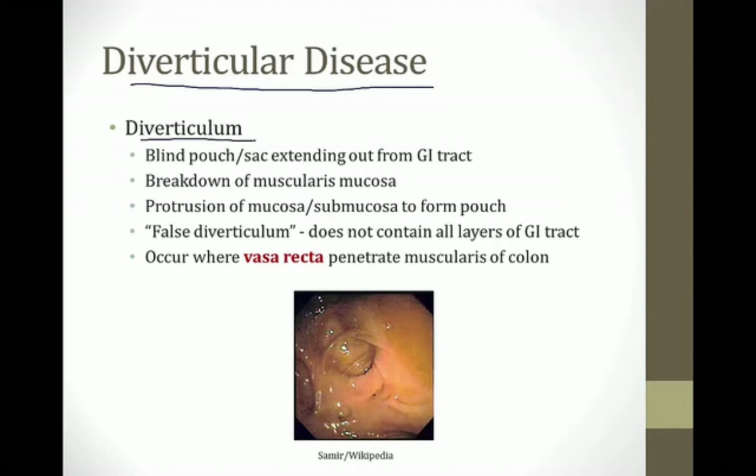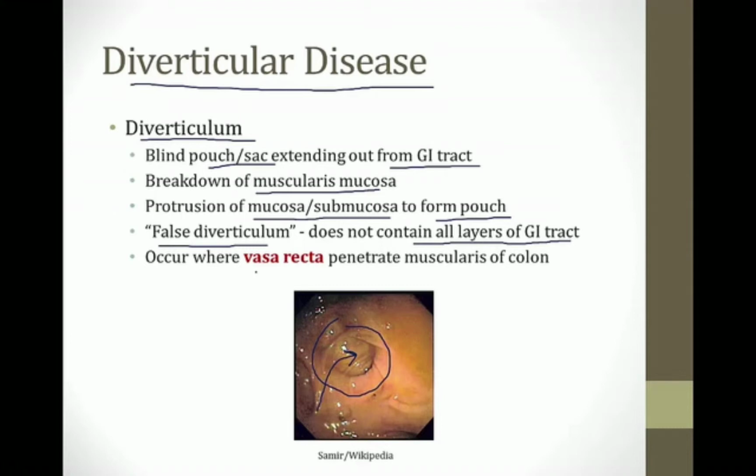So a diverticulum in the intestines is a blind pouch or sac that extends out from the GI tract. If you look at this picture on the screen, you can see that there is a hole in the wall of the intestines. Sticking out from that hole is a blind pouch. That pouch is a diverticulum. It occurs when there's a breakdown in the muscular layer of the GI mucosa, and as a result there's protrusion of the mucosa and submucosa to form a pouch. This creates what's known as a false diverticulum. It's called false because it does not contain all the layers of the GI tract. I'll explain this more in just a minute.